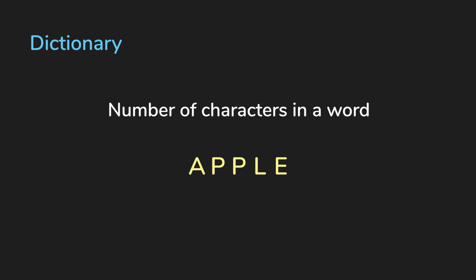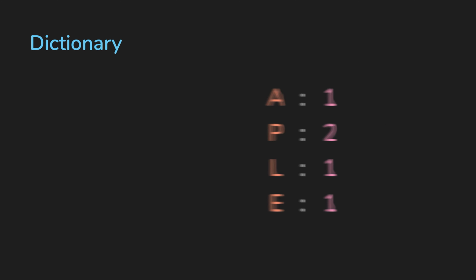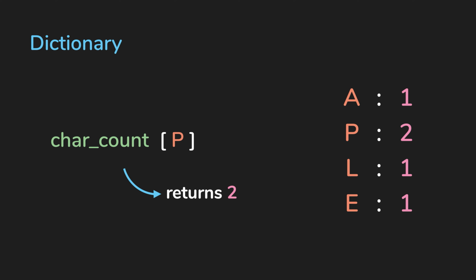An example would be counting the number of times a character appears in a word. If you had the word apple, then the dictionary key value pairs would be this: A with 1, P with 2, L with 1, and E with 1. If we store these key value pairs in the dictionary, we can easily look up how many times a character appeared in the word apple.